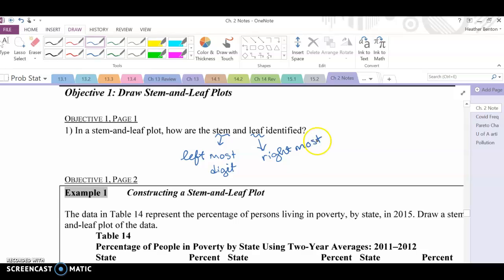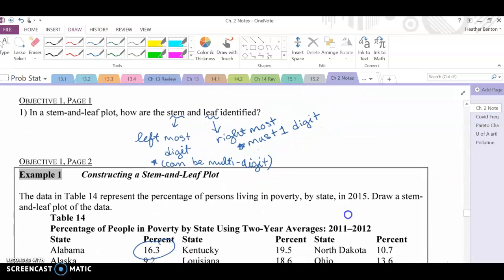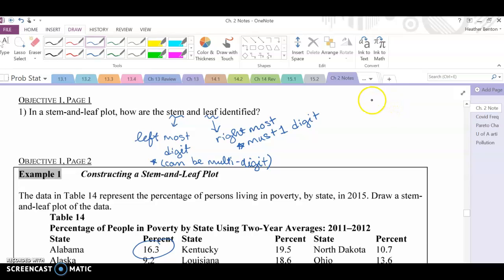Now, the leaf always must be one digit, whereas the stems could be multi-digit. So what I'm talking about here is the number 16.3. Here in a minute we're going to do a stem and leaf diagram, and we're going to call 16.3, we're going to call 16 the stem, and we're going to call 0.3 the leaf.